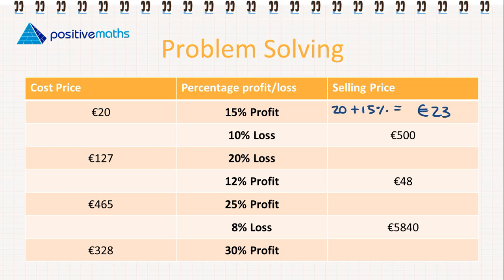Okay, the next line. We have the selling price is €500. Okay, and there was a percentage profit or loss, so there was a 10% loss on that. So we need to add on 10% to €500. So €500 plus 10% will give us our cost price. So the cost price is greater here than the selling price. So our cost price is €550. Pause the video and see if you can fill in the rest of the blanks.